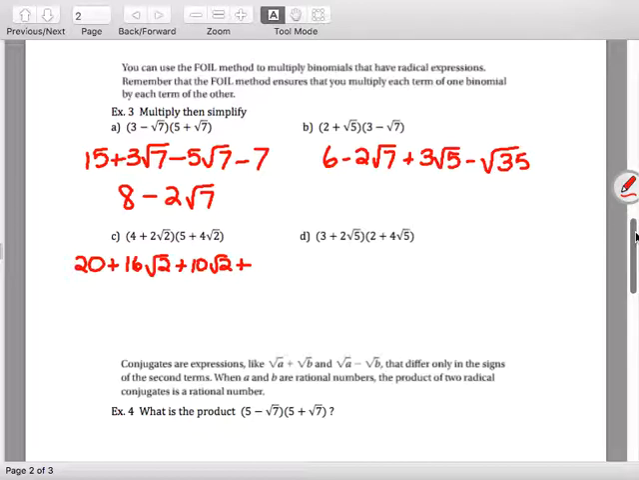Now let's try and do it in one step. That's 8 times 2, which is 16. Okay? If you need the extra step, you're welcome to put it in there, but you don't have to. Now, it looks like I do have some like terms. This is going to be 36 plus 26 radical 2. Yes. All right, now try D.